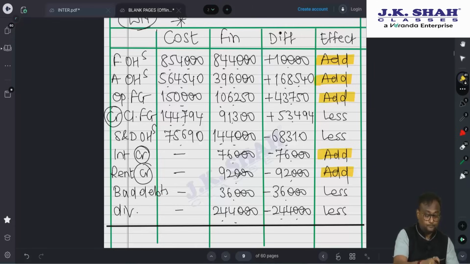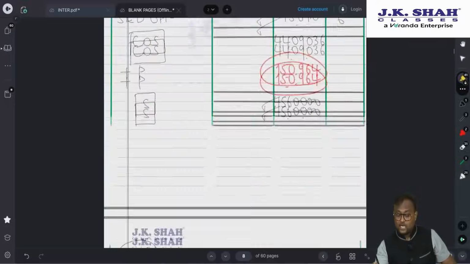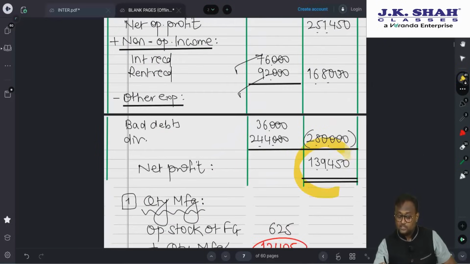168,540, 43,750, 76,000, 92,000. And then subtract all less items. 53,494, 68,310, 36,000, 2,44,000. 139,450 you are getting as an answer on Calci, which is your financial profit.